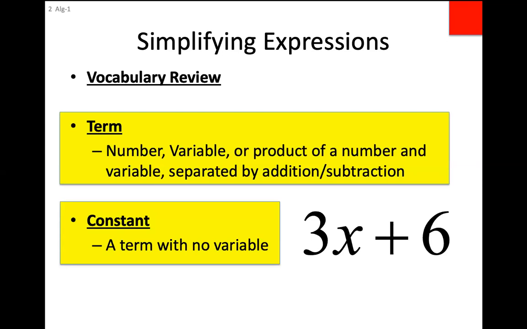So, is there a constant here? Yes. Which is the constant? 6. Just 6, because it's lonesome. It has no buddies. I feel that.